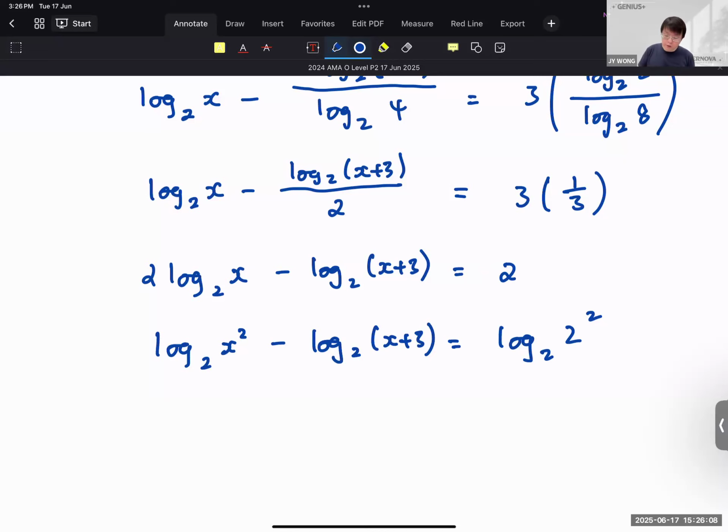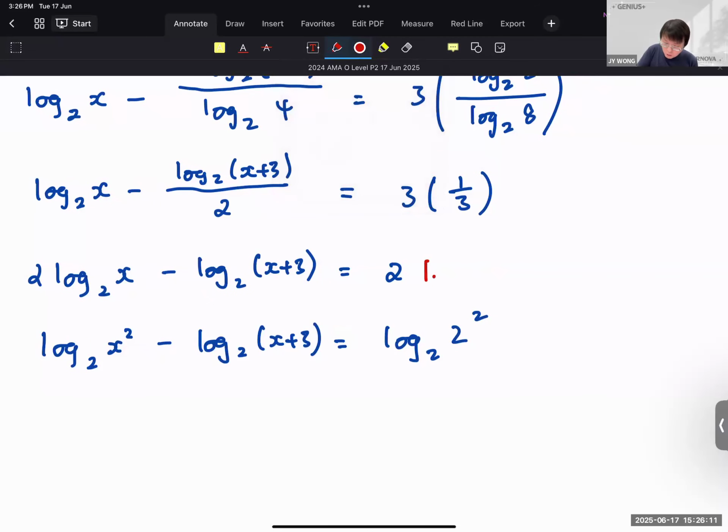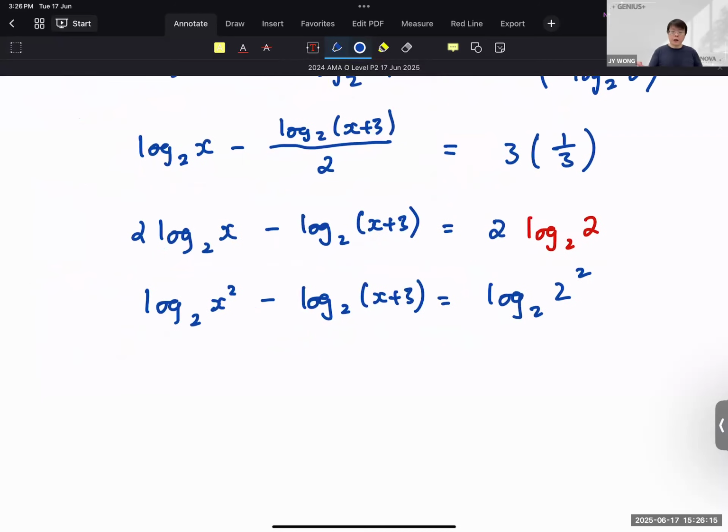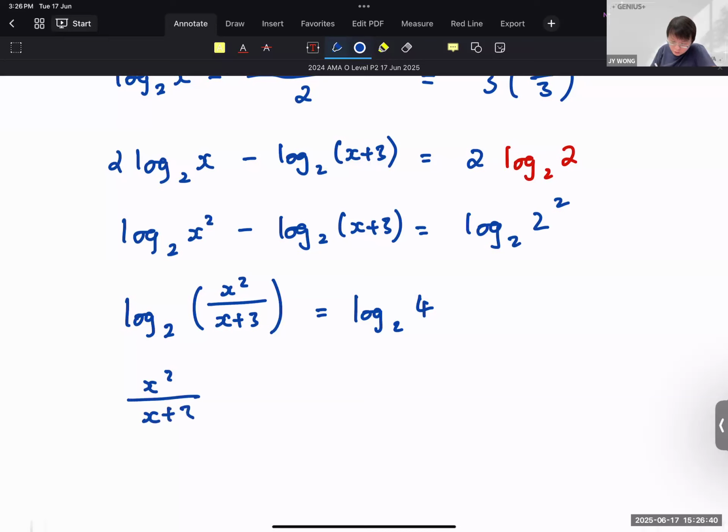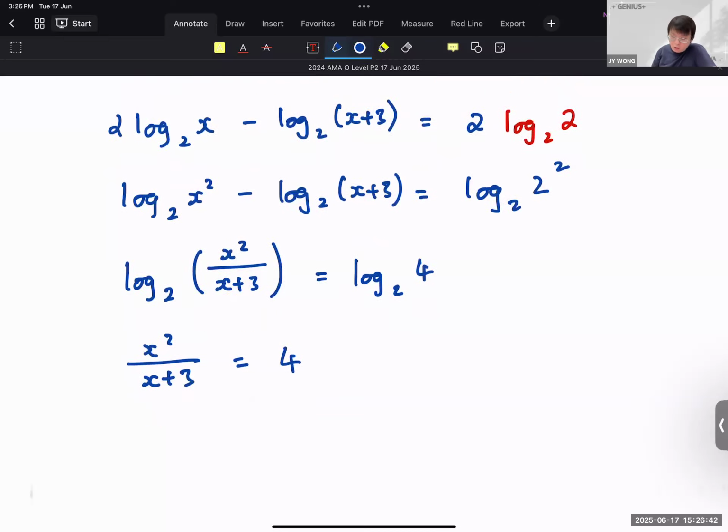Because 2 is the same as 2 log base 2 of 2. It's the same exact thing. It's just that you choose to leave the half and I choose not to leave the half. But either way, you will square it, right? And I don't need to square it now. It's the same exact thing. And therefore, now we have log base 2 of x squared minus, which is divide, right? So over x plus 3 is equal to log base 2 of 4. And therefore, x squared over x plus 3 is equal to 4.